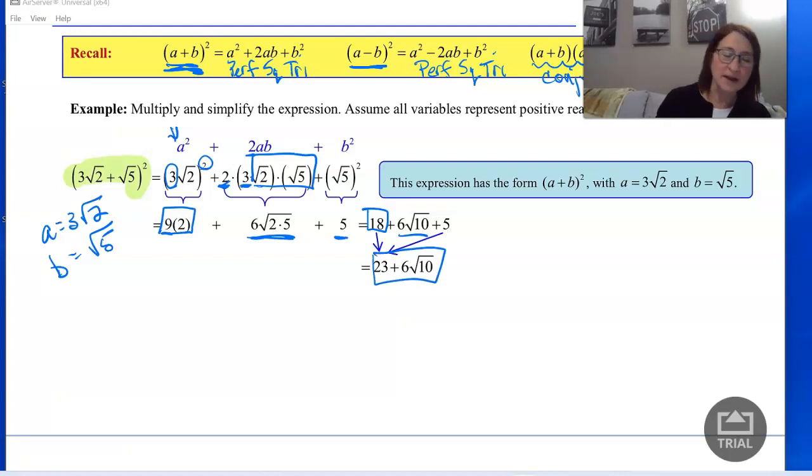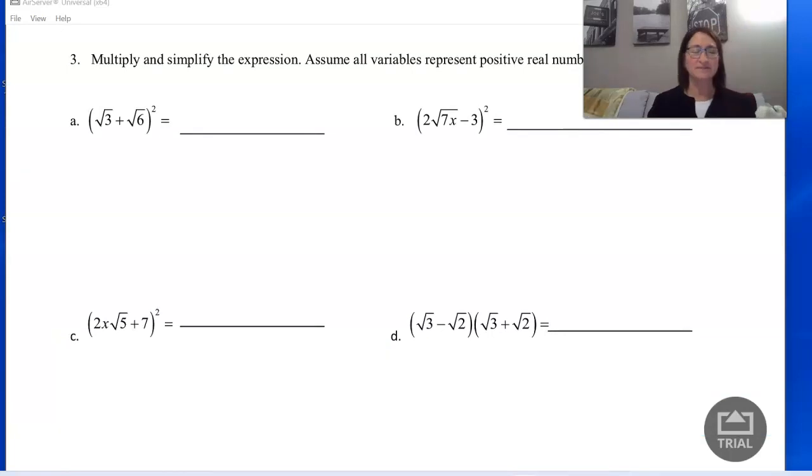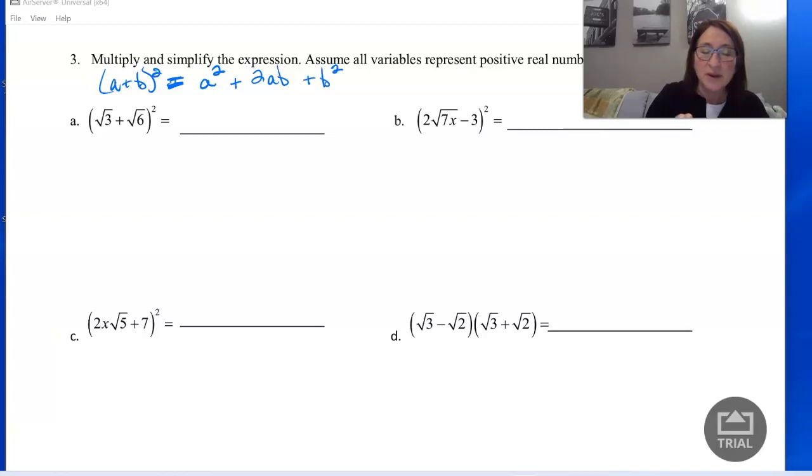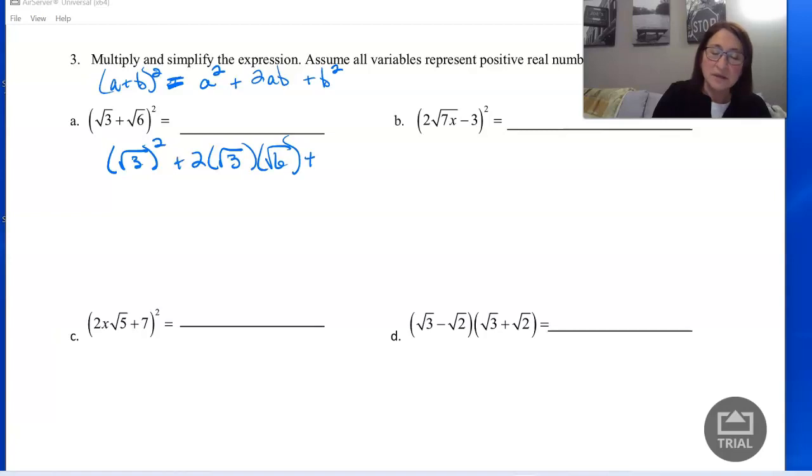Okay. All right. Let's go ahead and try some of these. So I've got a binomial squared. So that's a plus b squared. That is going to be equal to my first term squared plus 2ab plus b squared. Okay, so that's going to be square root of 3 squared plus 2, and I take each of those terms, multiply them together, plus square root of 6 squared.